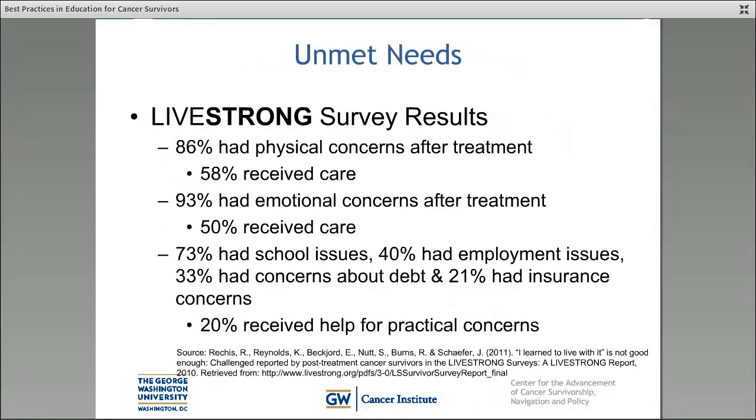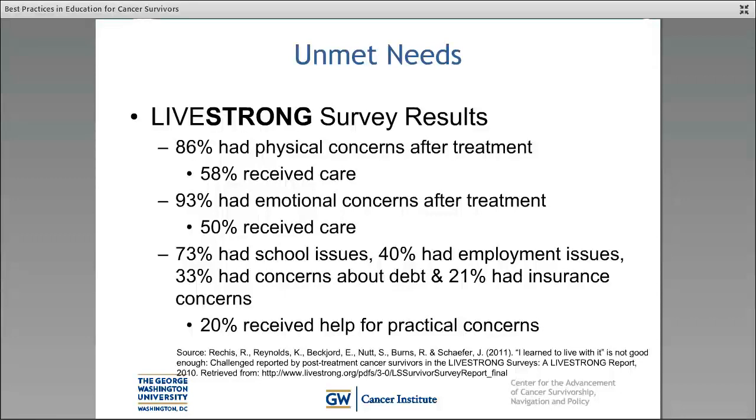The Livestrong survey of cancer survivors conducted in 2006 and again in 2010 confirms that survivors' needs are not being met. More than 3,000 survivors completed the survey in 2010, and an overwhelming number of these cancer survivors, about 98%, experienced continued physical, emotional, and practical concerns. Yet many did not receive help for their needs.